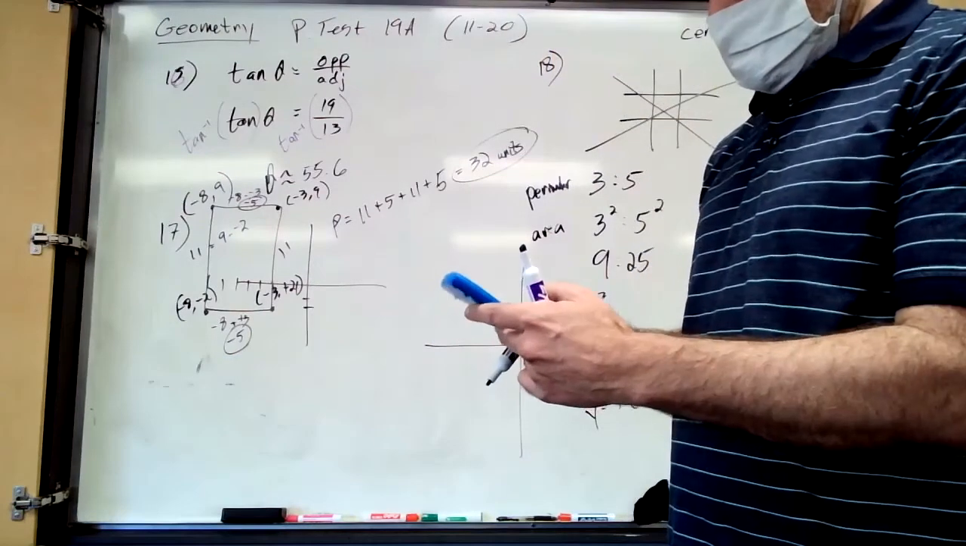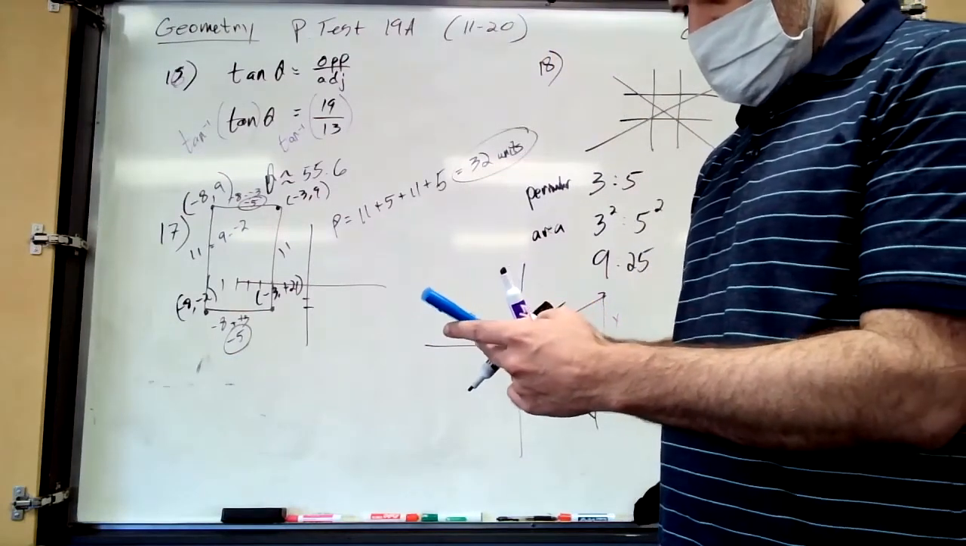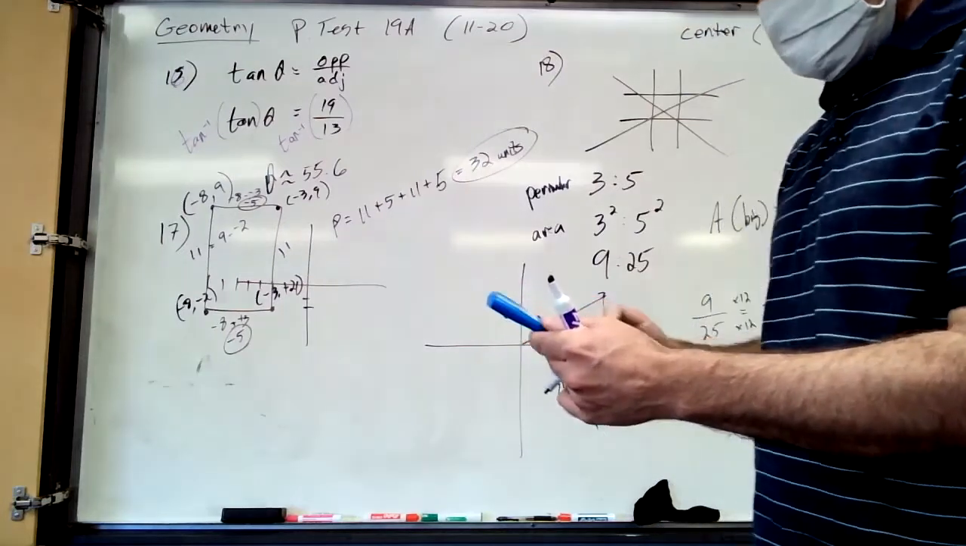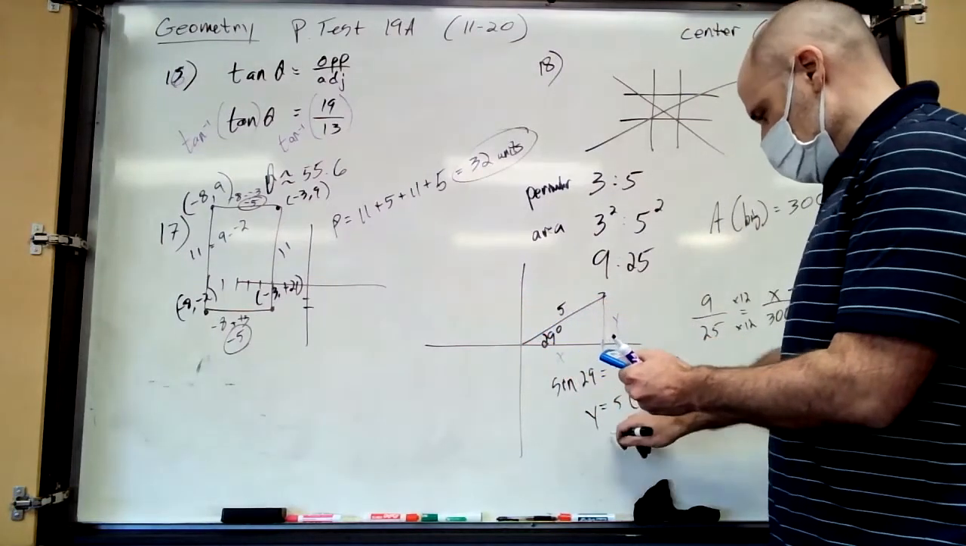So 5 times sine of 29 equals... Is that a Bucky shirt? It is a Bucky shirt. I love Bucky.